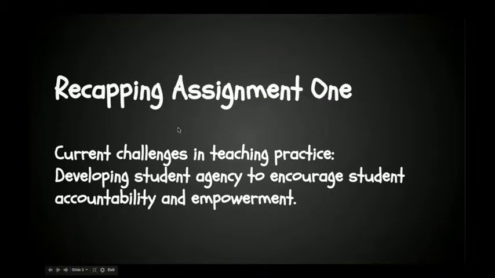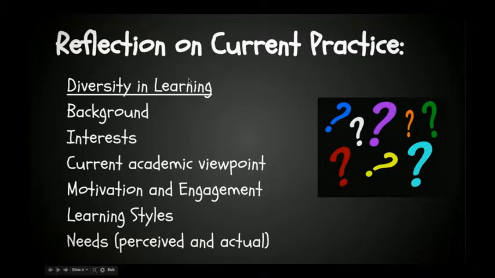So first up, let's recap assignment 1. We had to look at current challenges in our teaching practice, and for me this meant developing student agency in my classroom in order to encourage student accountability and empowerment. When I reflected on my current practices, I realised that one of my biggest challenges was managing to cater for the diversity in learning within my classroom.